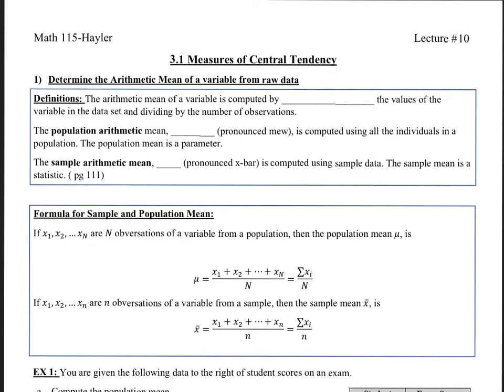Welcome to Lecture 10, 3.1, Measures of Central Tendency. So the first objective is to determine the arithmetic mean of a variable from raw data.